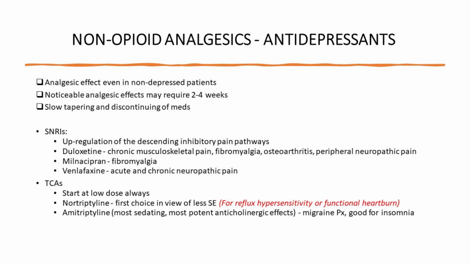TCAs are relatively contraindicated in patients with severe cardiac disease, particularly when you have conduction abnormalities. Nortriptyline is the preferred first choice in view of fewer side effects. The fact about nortriptyline is that it is actually used in the management of reflux hypersensitivity or functional heartburn if PPI therapy fails, or as add-on therapy to PPI treatment.